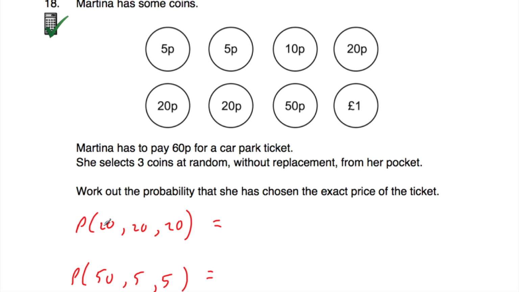So the probability that the first coin picked at random is a 20p would be 3/8, because it's 3 out of the 8 coins. Then, if one of the 20p's has been taken out, the probability that the next coin is a 20p would be 2 out of 7, so 2/7. And then, if that other 20p has been taken out, we've got 1 20p left, and there's 6 coins. So the probability that the last coin is a 20p would be 1/6.